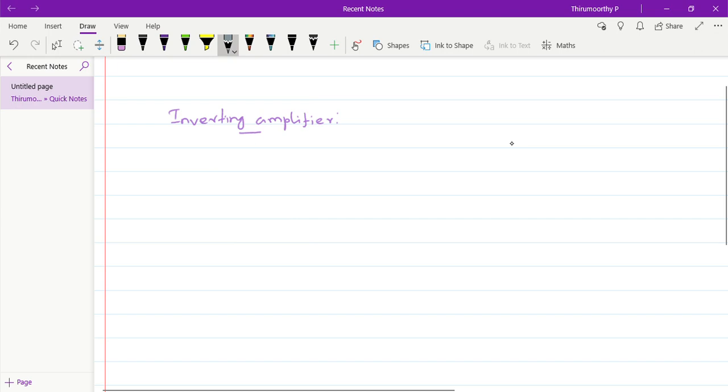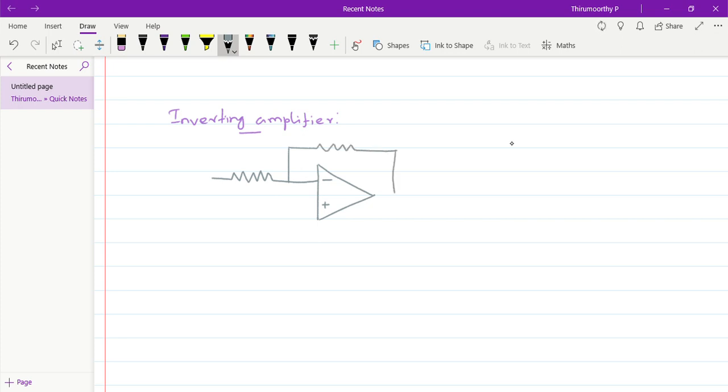First let me draw the op-amp. This is the inverting input terminal and non-inverting input terminal. The input voltage is connected through the resistance Ri to the inverting input terminal, and the feedback resistance Rf is connected between the input and output. Non-inverting input terminal is connected to the ground.